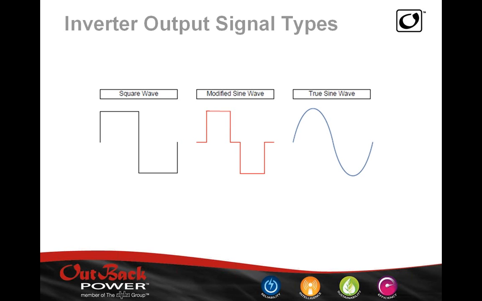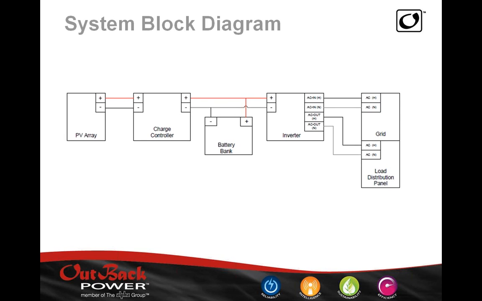So I've seen people install a modified sine wave inverter, and it just doesn't work because the sensitive electronic loads will simply not accept it. If you had a resistor or an incandescent bulb, it really doesn't care. But for the more sensitive loads, it becomes an issue. So here is our block diagram.